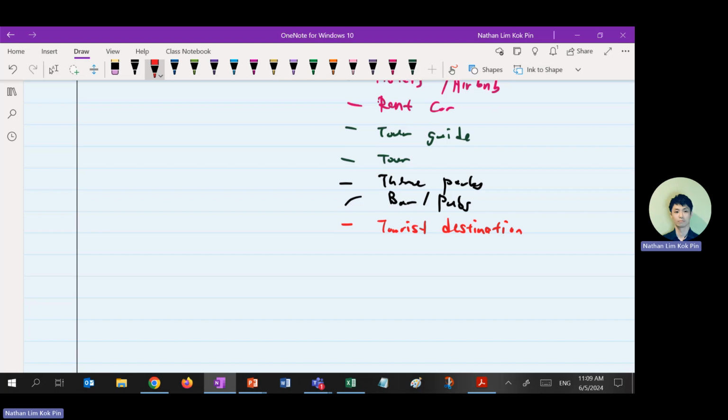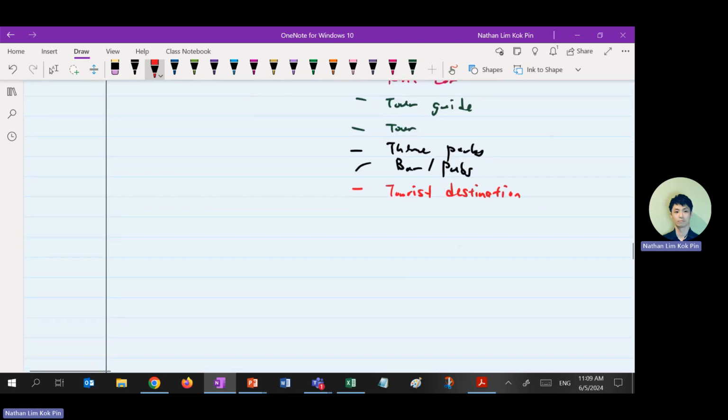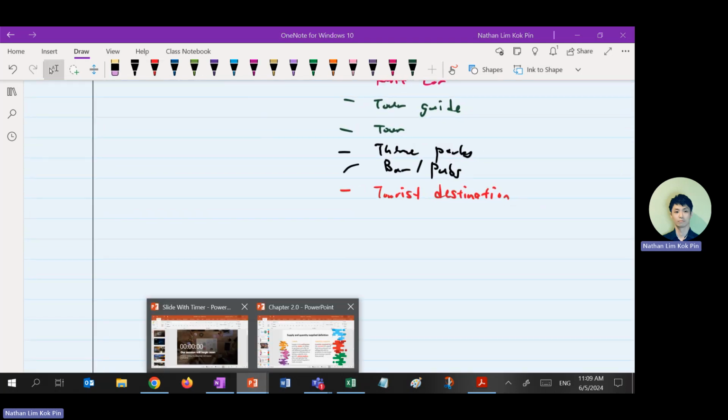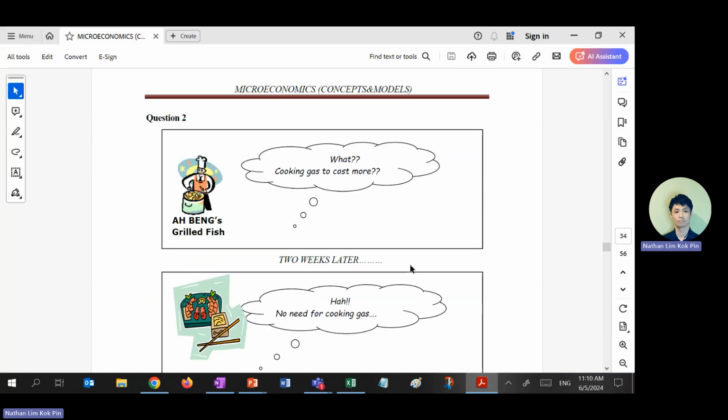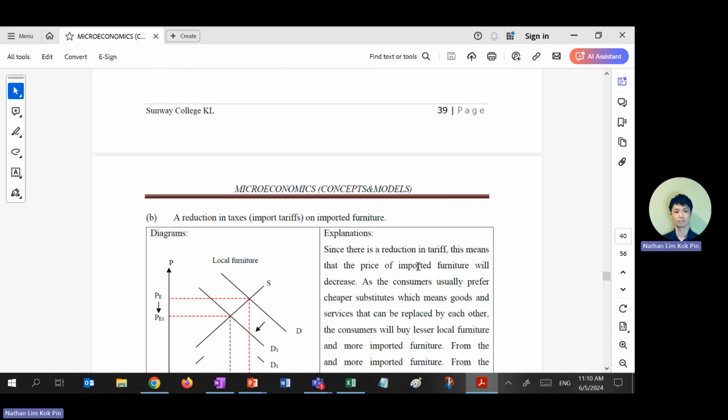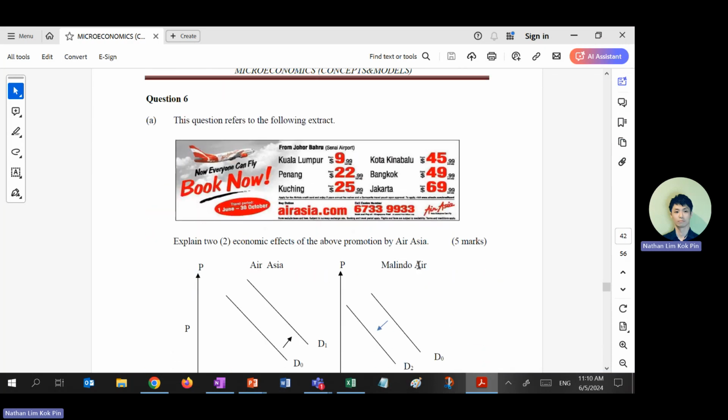Travel destination, same thing. So all this, and the rest, this is how I write for question 6. There are a lot of things to do later on. I didn't even write about quantity demanded. In here, I write about 2 demand shifts.